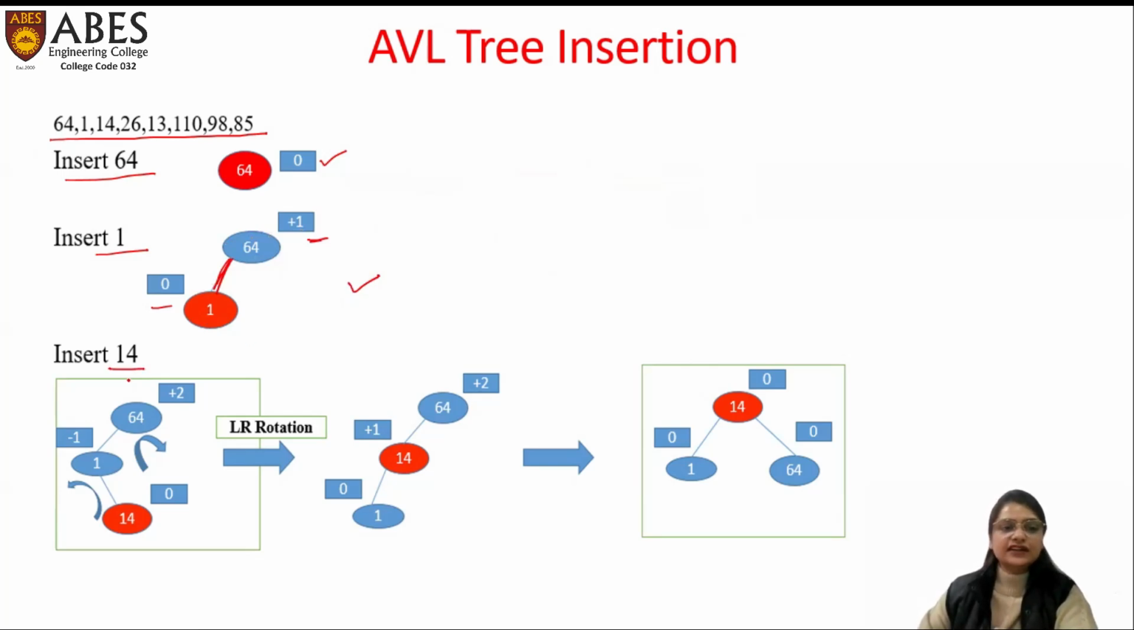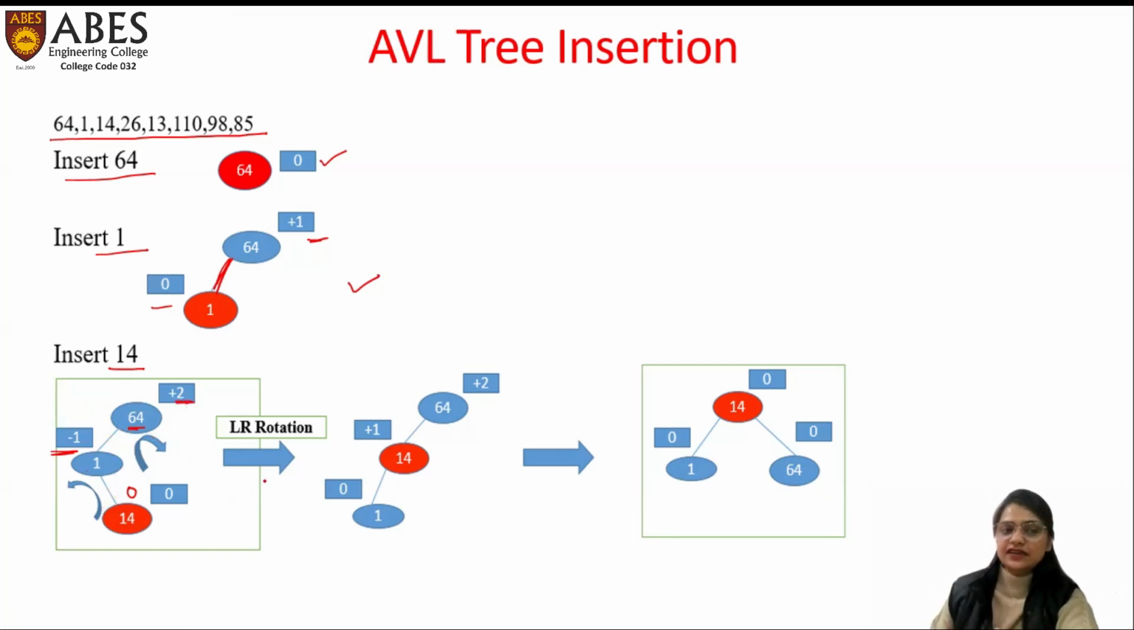Now I have to insert a new element which is 14. As 14 needs to be compared with 64, it will go to the left. Then 14 needs to be compared with 1, it will go to the right. Now I'll calculate the balance factor of each node. For 14 it will be 0. For 1 it will be left minus right, that's why it is -1. Then for 64, it will be left minus right. In the left there are 2 children and in the right there are none. That's why the balance factor is 2 minus 0, which is 2.